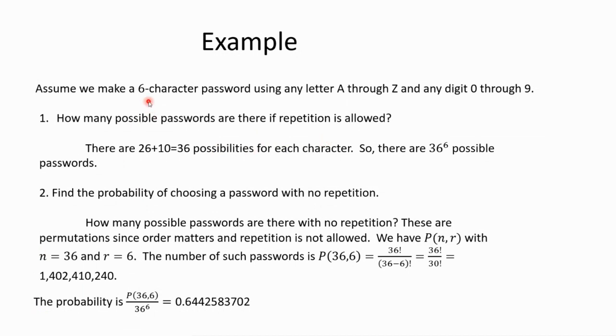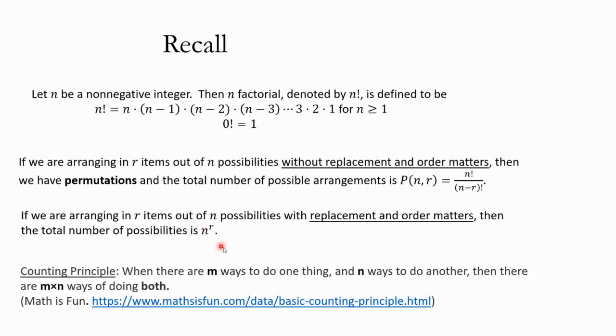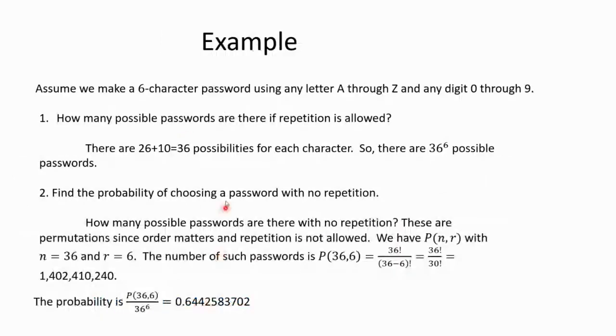For each character, there are 26 letters plus 10 digits, so there are 36 possibilities. Because of that, how many possible passwords are there? Since we allow repetition, with replacement, and since the order does matter, we use n to the r. In this case, it would be 36 raised to the 6 possible passwords.